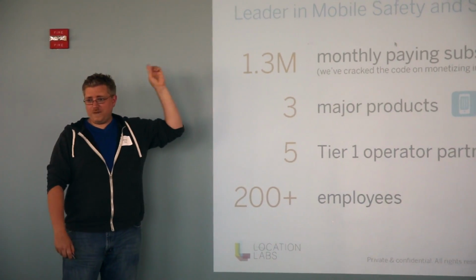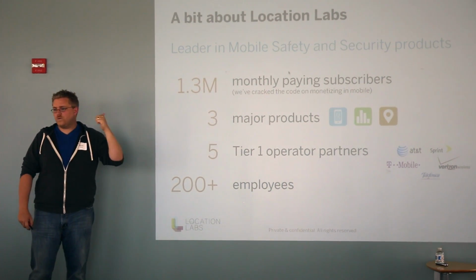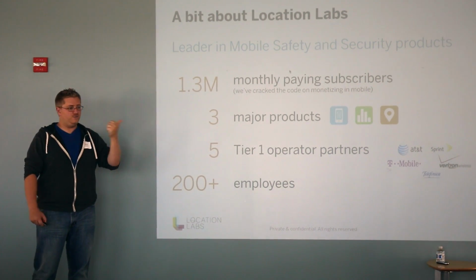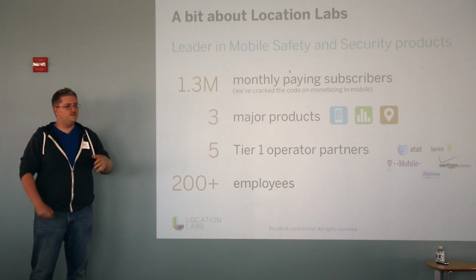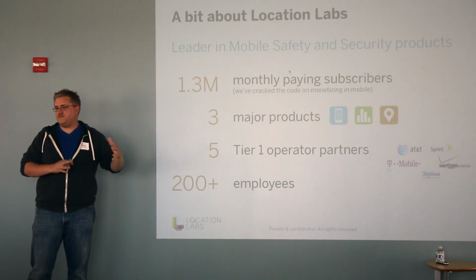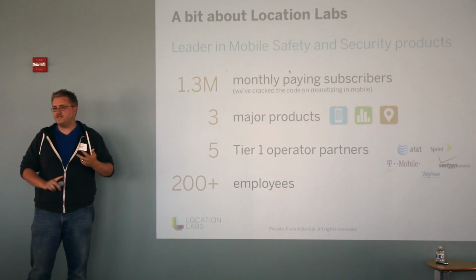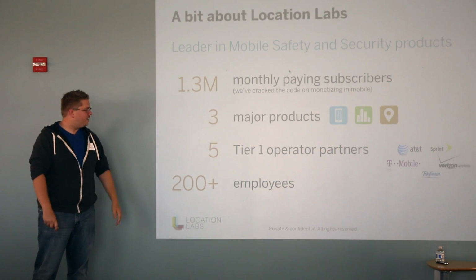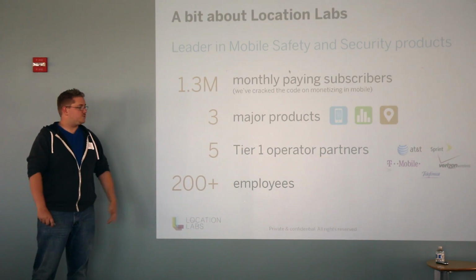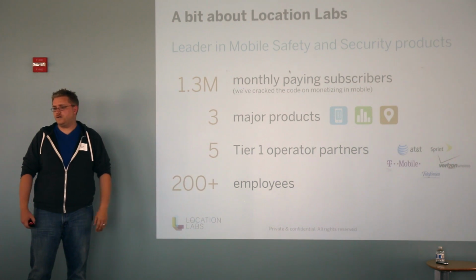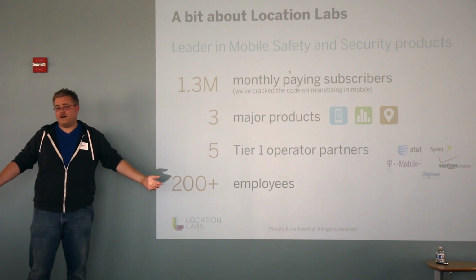A little bit about us. We are here in Emeryville. We have over 1.3 million paying customers, which is phenomenal and awesome, and we love it here. We have 3 major products. They're all mobile-centric, family safety, family security. We have a family locator product, a product we call Controls and Insights. We have a product for mobile device management. All of our products are shipped with mobile operators, mobile carriers: Sprint, T-Mobile, Verizon, AT&T, and Telefonica in Spain, and we're over 200 plus employees. So it's a great place.